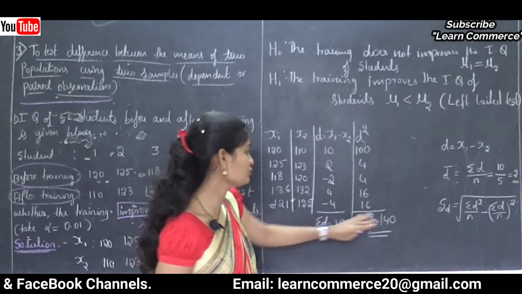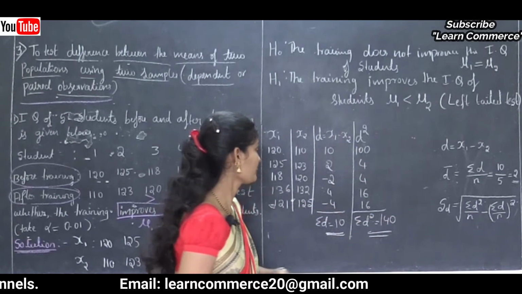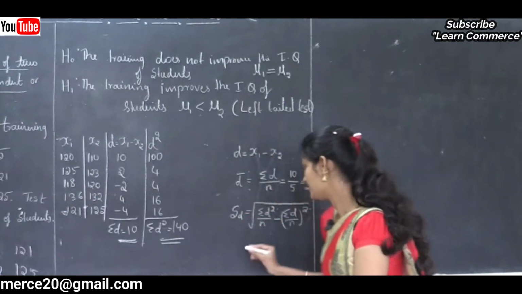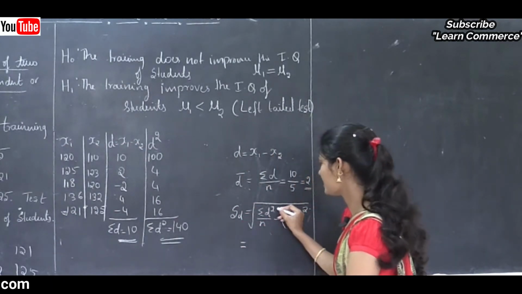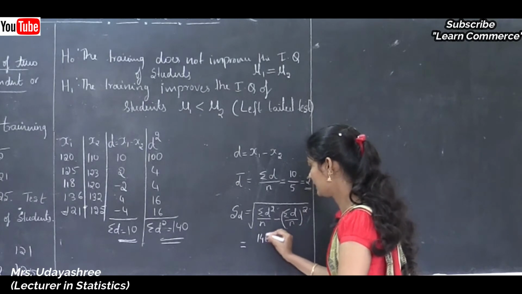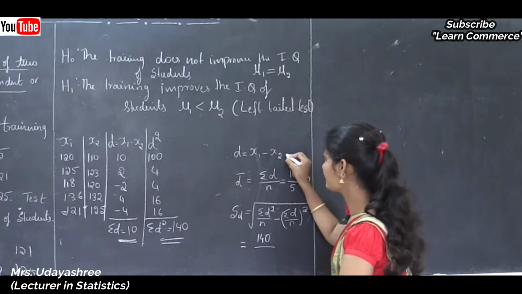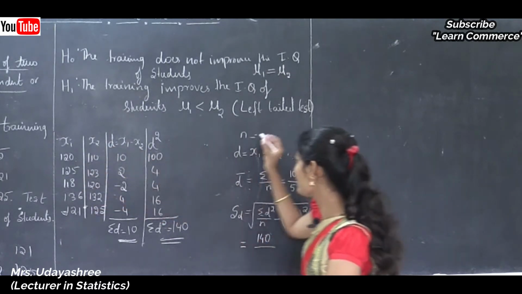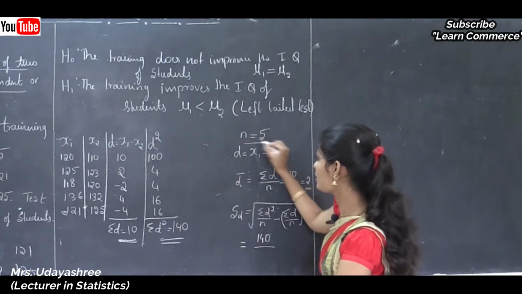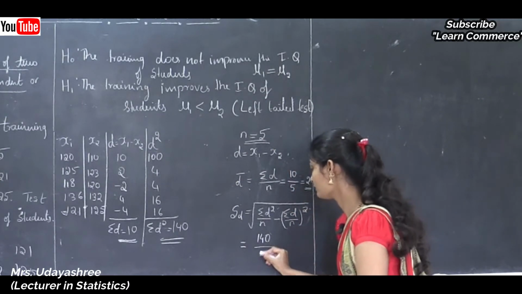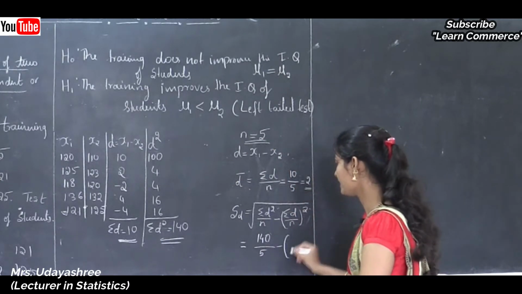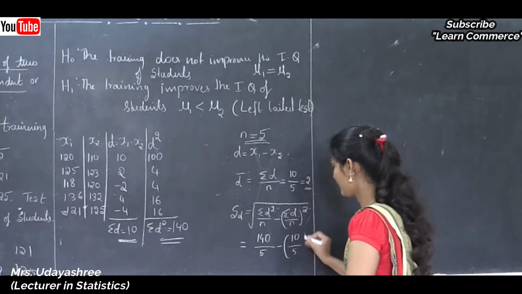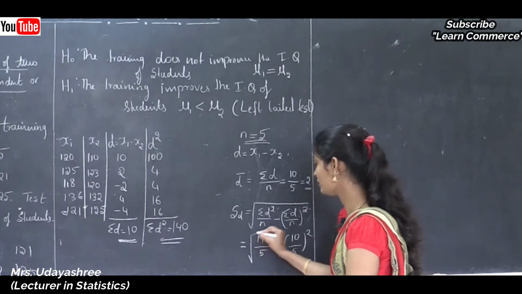Now I will substitute all these values in this formula. Here the sum of D square is 140, divided by small letter n, which is 5, since the number of observations is 5. So 140 divided by 5, minus sum of D, which is 10, divided by 5, whole square. Then the square root of this answer.